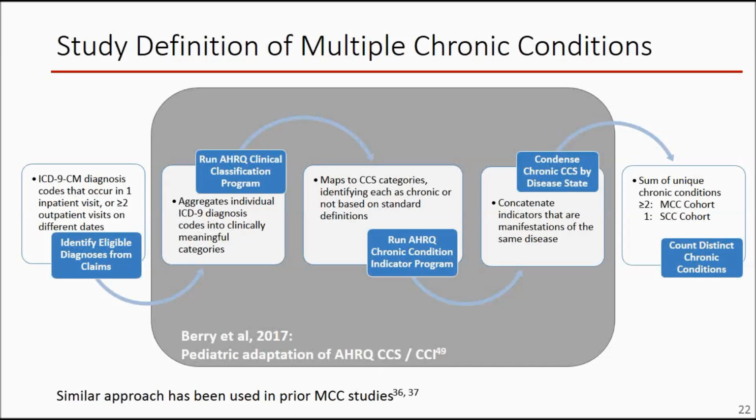So we went through this process, got all of their indicators in place, and then it was pretty simple. If they had 2 or more, they went into the MCC cohort. If they had a single chronic condition, they went into the SCC cohort. And a similar approach has been used in other studies, primarily in adults, but also, for example, with Barry and colleagues in kids.